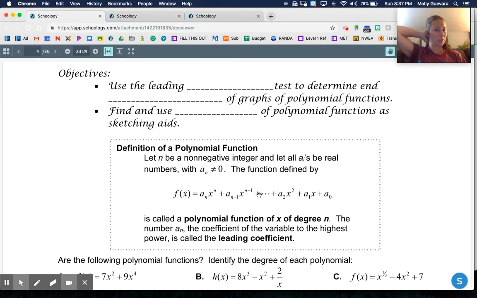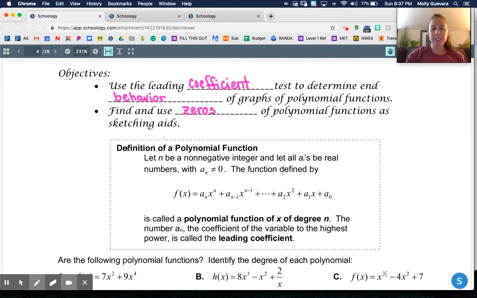We have 2 objectives only today. Okay, so our first objective is to use the leading coefficient test to determine end behavior of graphs of polynomial functions. What are the ends doing at the end of the function? And you'll see what I mean. And then we're going to find and use the zeros, aka the x-intercepts, of polynomial functions as sketching aids.